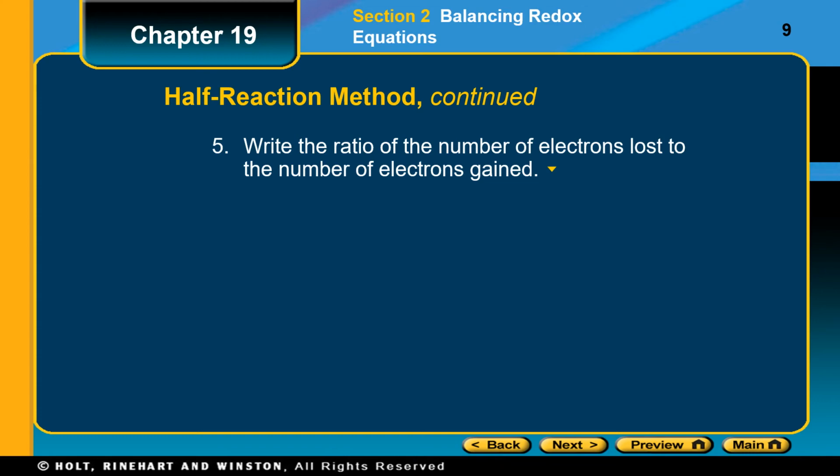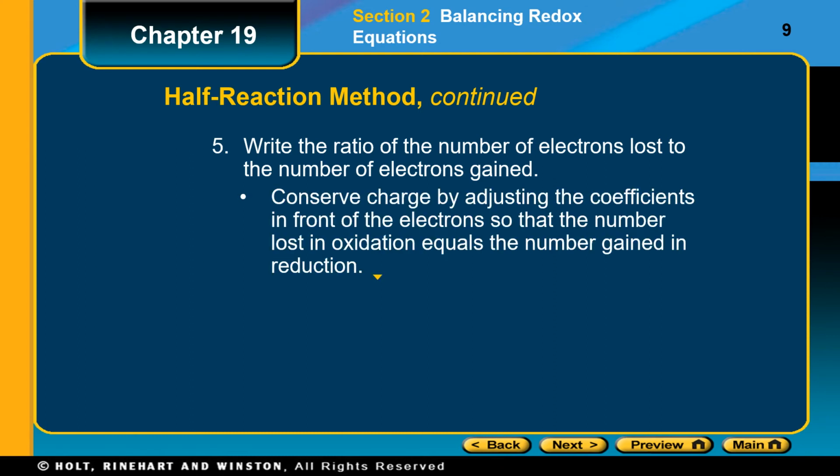Now that we've gotten this information, we're ready to use what we have to start figuring out what kind of coefficients I need to balance my equation using this half reaction method. So we're going to write the ratio of the number of electrons lost to the number of electrons gained. And to conserve charge, we're going to adjust the coefficients in front of the electrons so that the number of electrons lost in oxidation will equal the number of electrons gained in reduction.